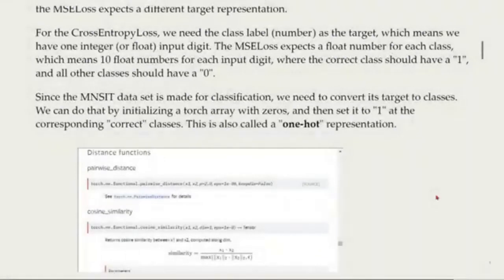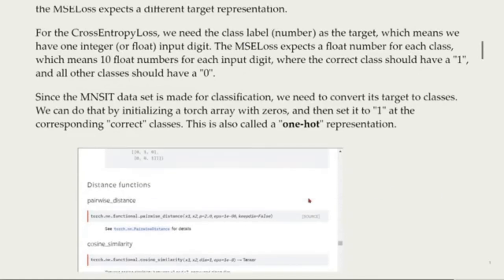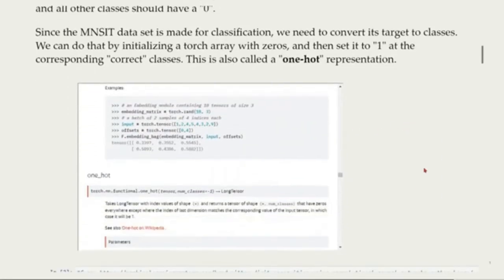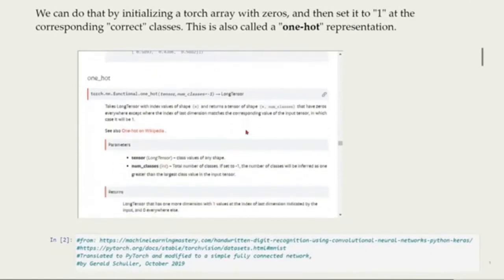We can do this by initializing a torch array with zeros and setting it to 1 at the corresponding correct class, and this is called a one-hot representation. PyTorch has a function, one_hot, that takes a long tensor with the index values of shape (*) and returns a tensor of shape (*, num_classes) that has zeros everywhere except where the index of the last dimension matches the corresponding value of the input tensor. So it does exactly what we want to do.